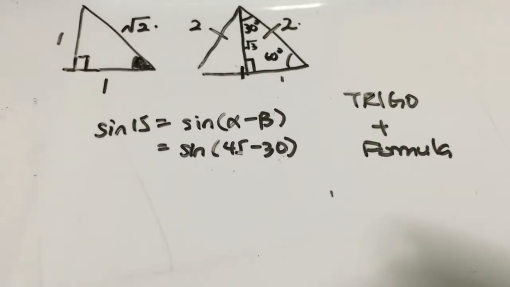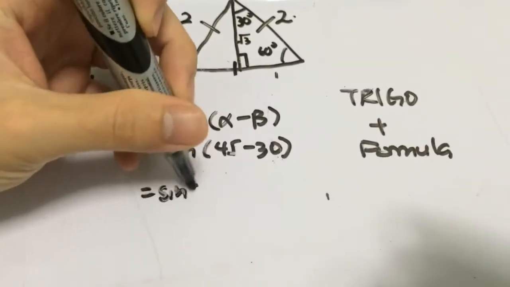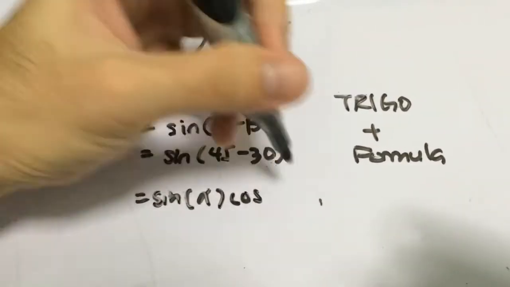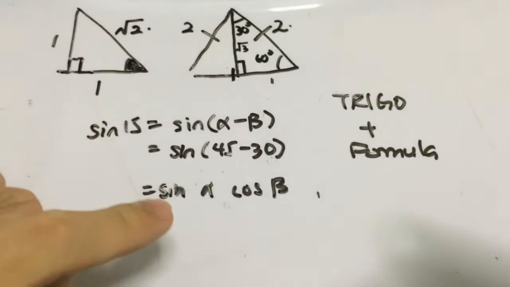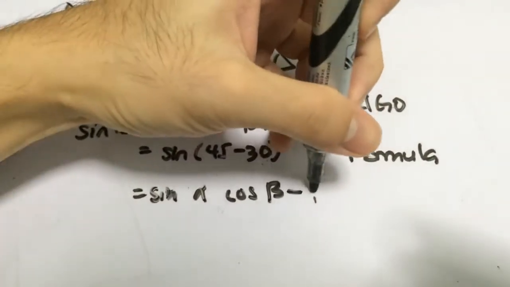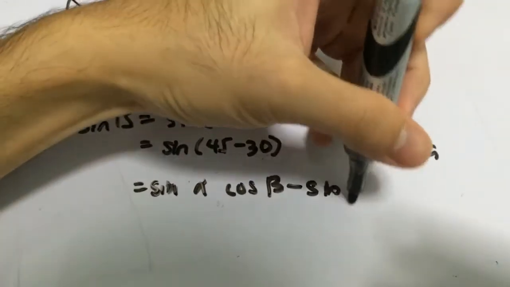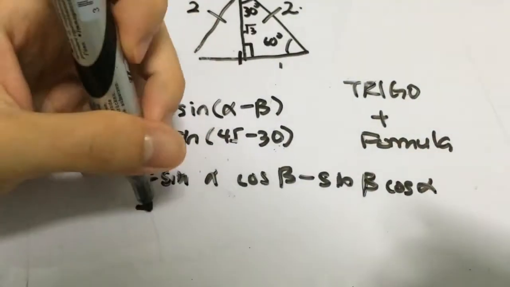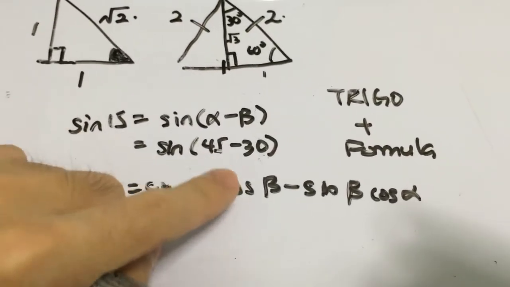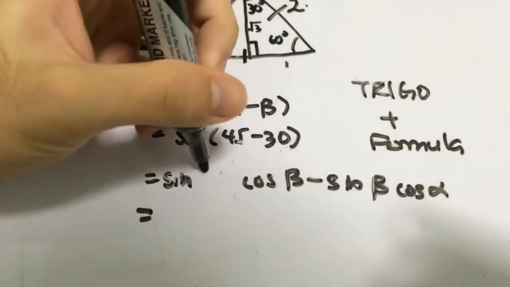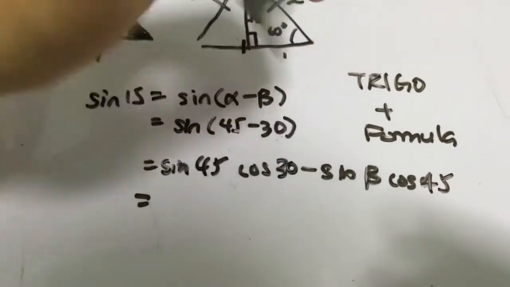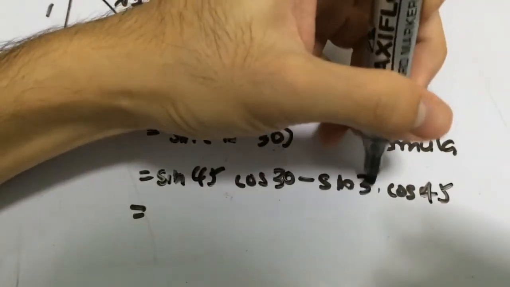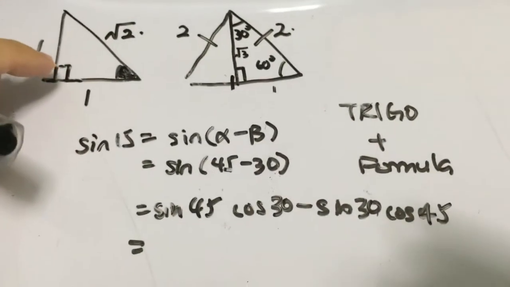So sine of alpha minus beta is equal to sine alpha cosine beta minus sine beta cosine alpha. Then we substitute alpha with 45 and beta with 30. After that, we just need to make use of this triangle to help us solve the problem.